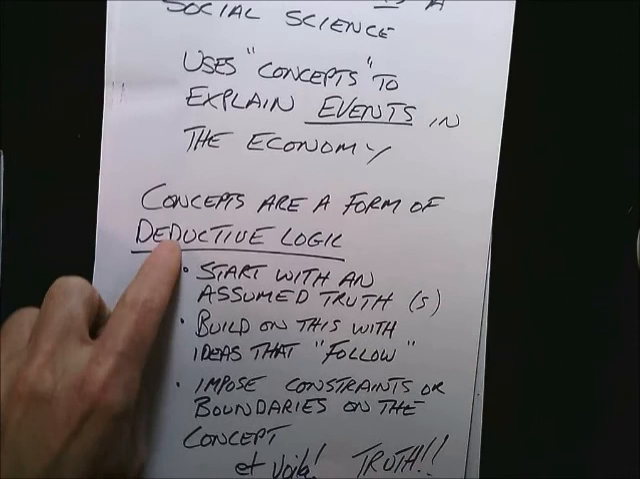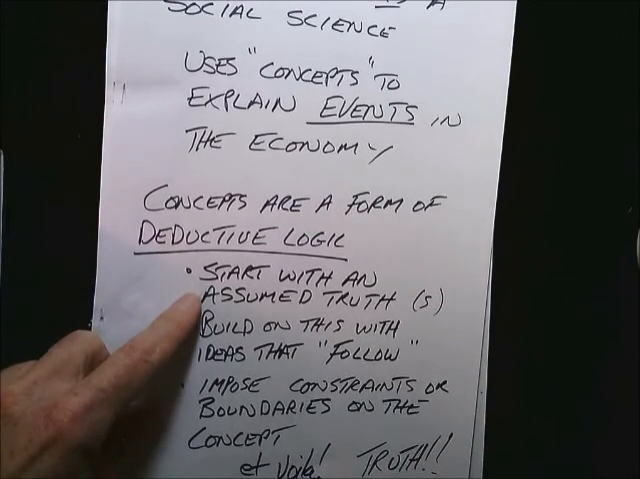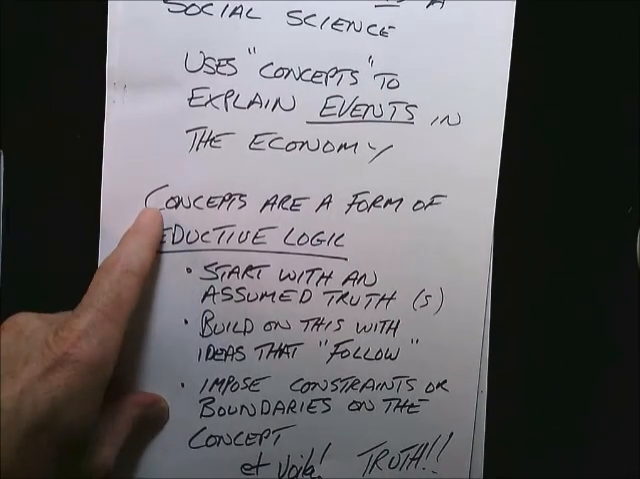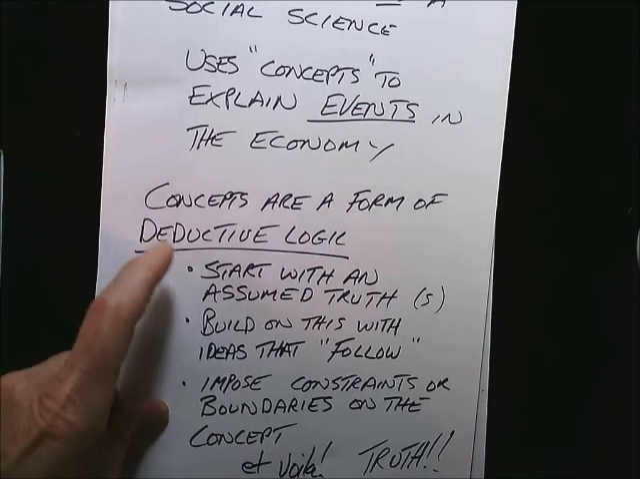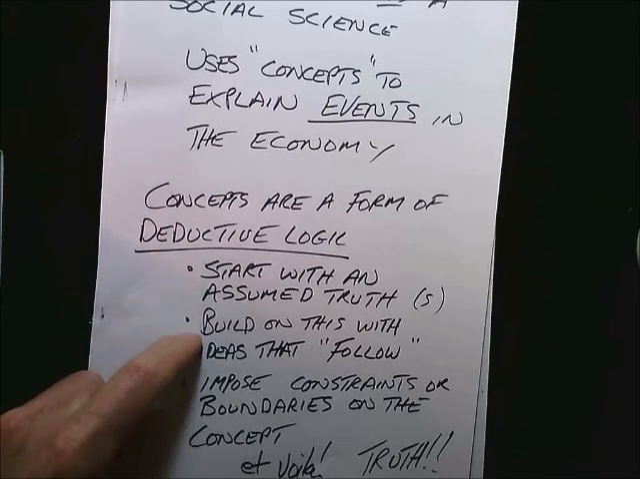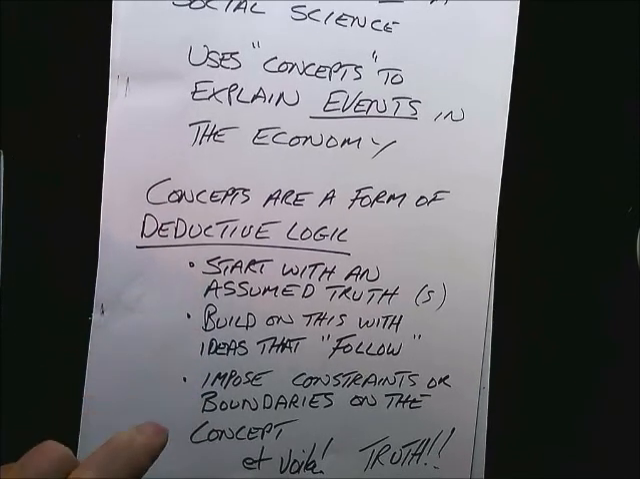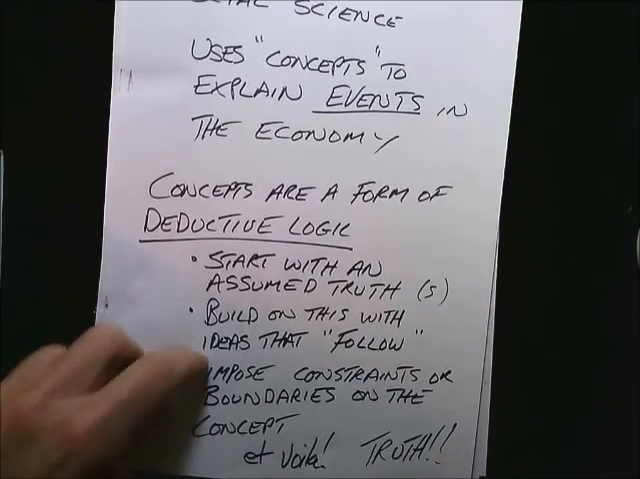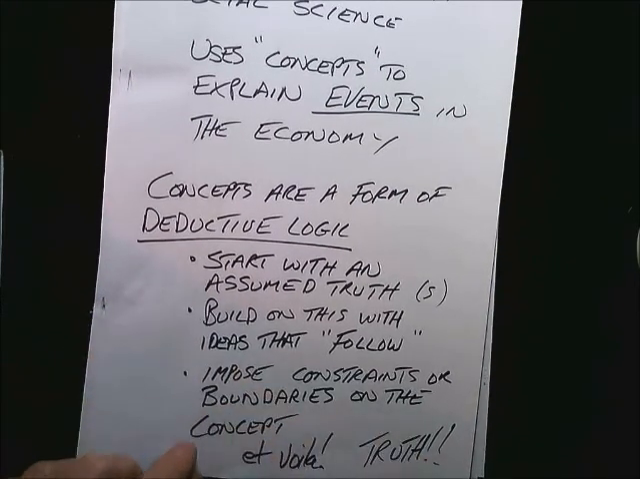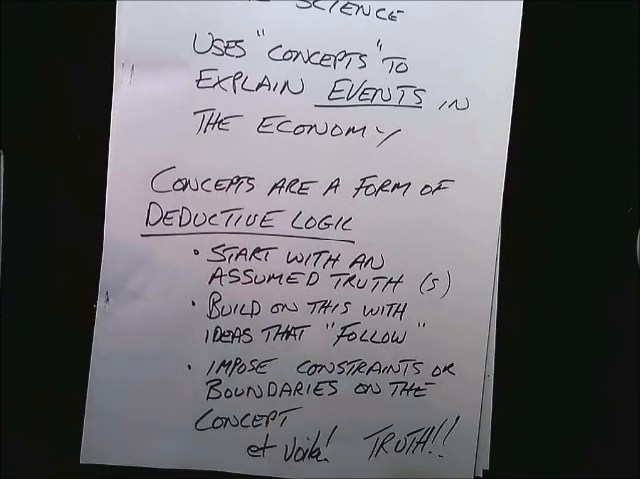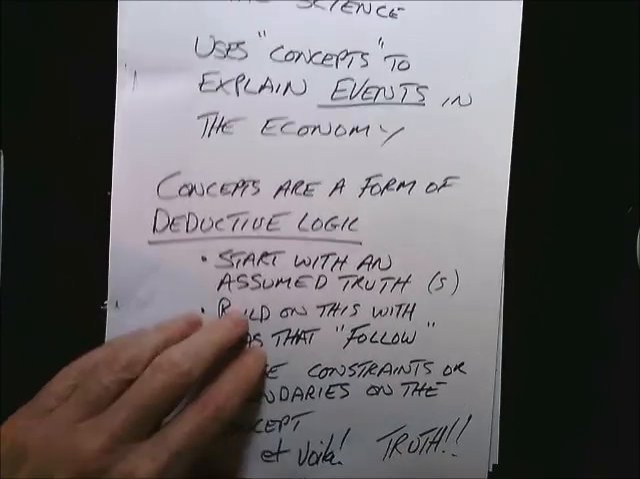But let's go over it again. Concepts are a form of deductive logic. They start with an assumed truth. They build on this truth with ideas that follow. And in order for these things to be true, there have to be constraints or boundaries on the concept in order for truth to exist.